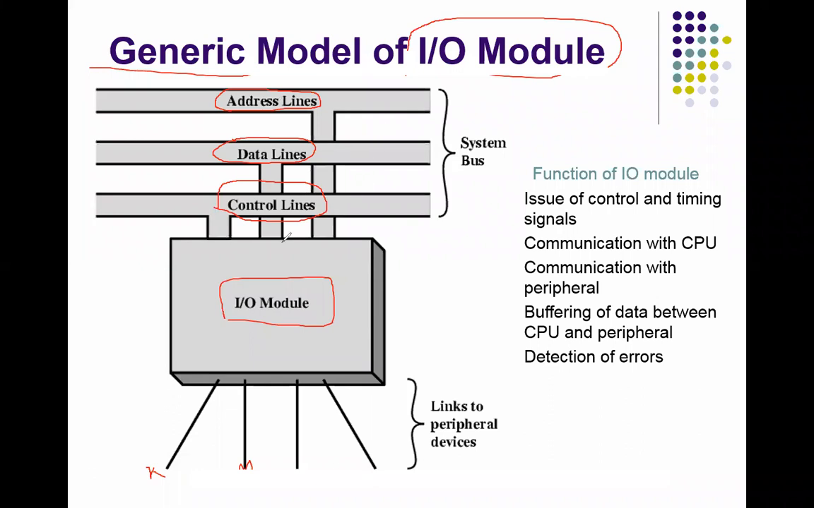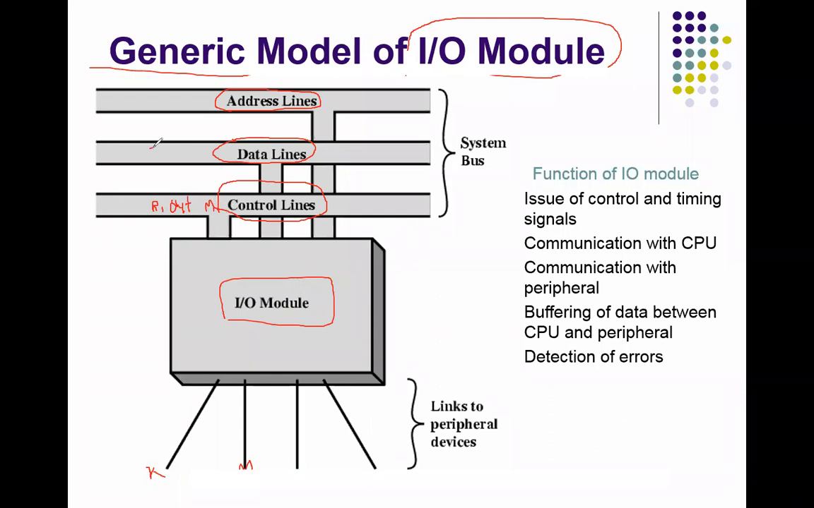If you want to read the data, at that time it will set a signal. For example, if you want to read the data from the R1 register, it will set R1 out. So this kind of control signal we have to generate by the control line. R1 out and then memory in, if you want to store from the register to memory. So this kind of control signal is required.